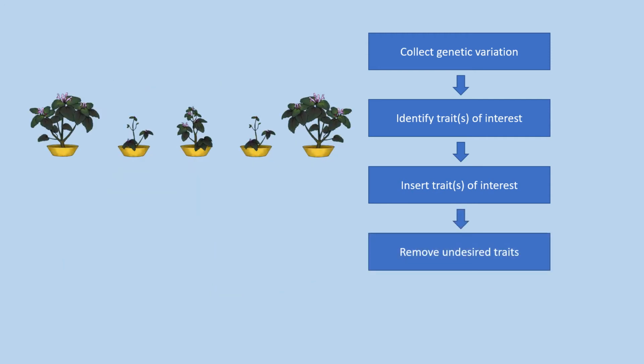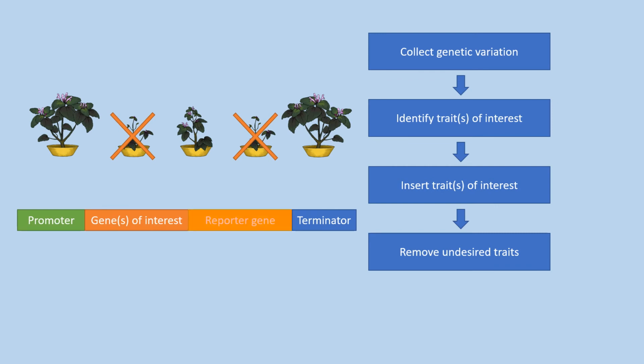After the insertion of the trait of interest, many breeding techniques would also require to remove any undesired traits that were introduced at the same time. This can be either whole portions of the genome, in the case of conventional crosses, or removing reporter genes that are used to trace the successful transformation of plants via genetic engineering.